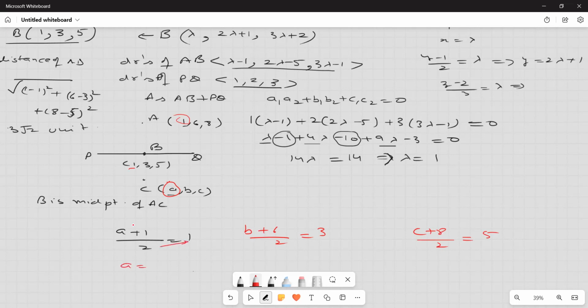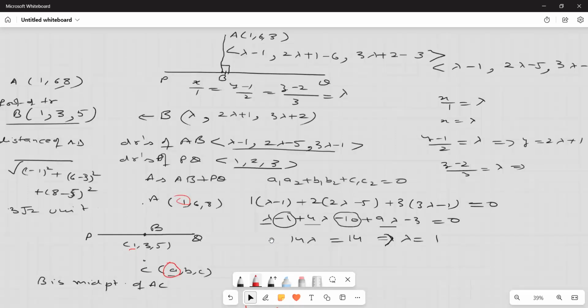This into this, 2 minus 1, 1. This B, 6 minus 6, 0. And C, 10 minus 8, 2. So the image of point A is (1, 0, 2). Clear? So I have covered three parts in this.